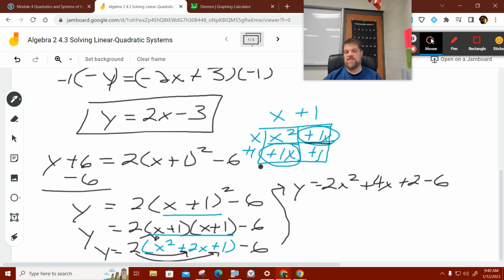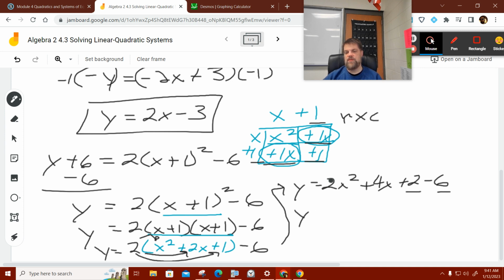Why do I have this plus this? This one? Well, it's 1 times 1. Positive 1 times positive 1 is positive 1, right? Remember, this is the row times the column. That's what we're doing. So I'm taking x times x, 1 times x, x times 1. All right. So now we're going to combine like terms.